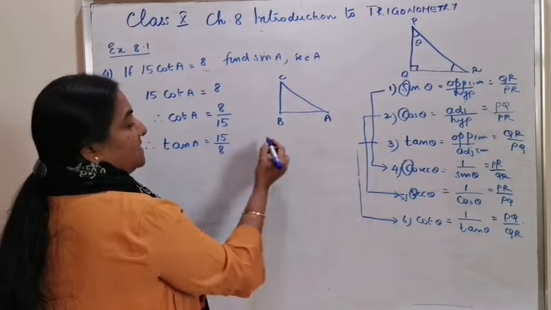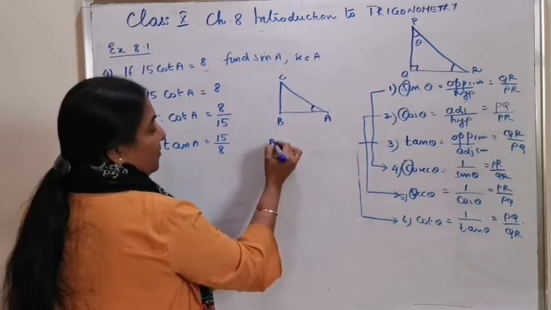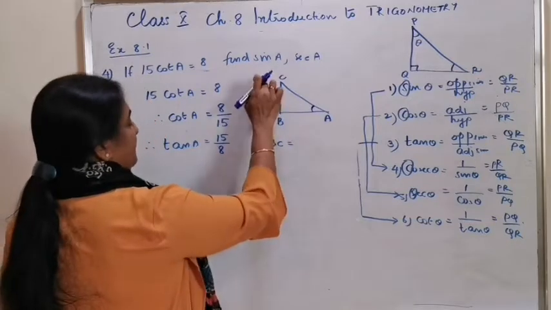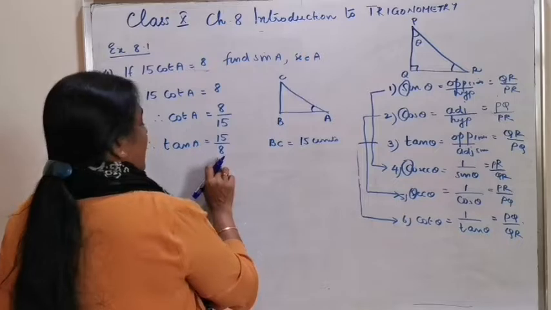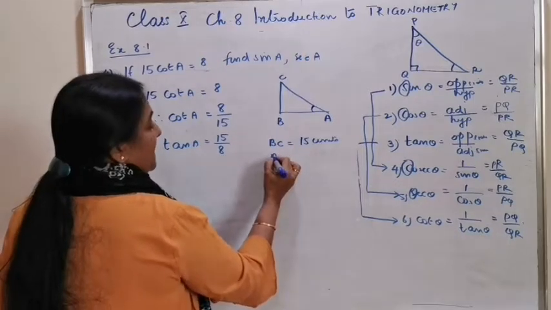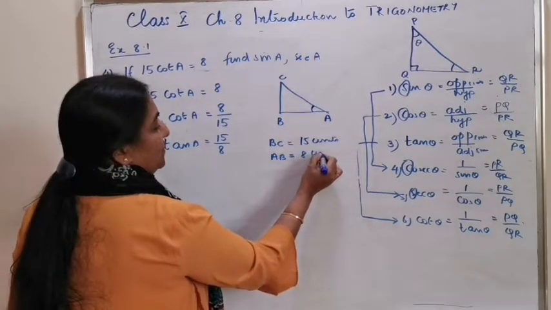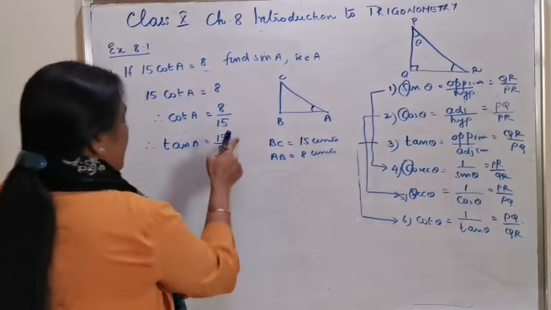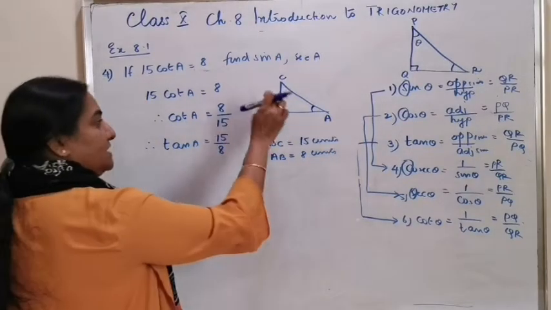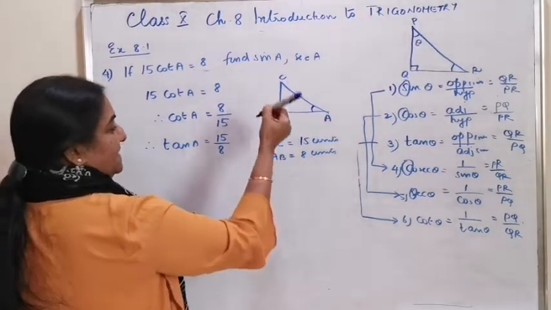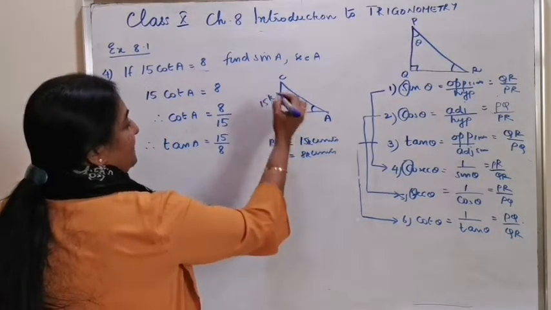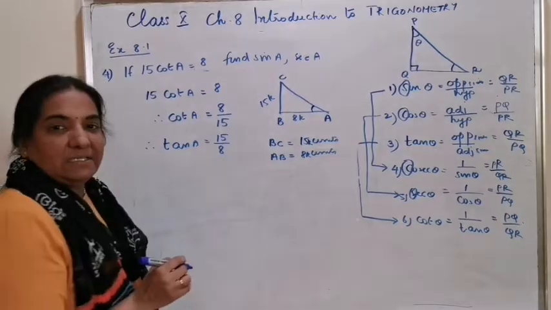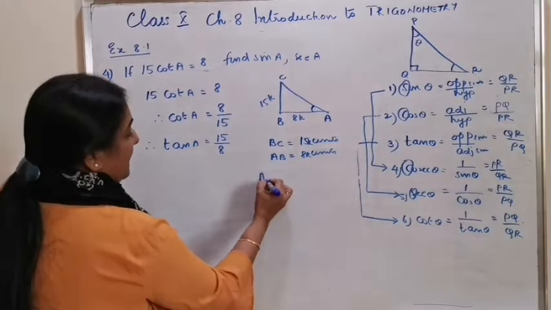Tan means, for angle A, the opposite side is BC. That means the BC length is 15 units and adjacent side AB is 8 units. That is, tan A is equal to 15 by 8 means opposite by adjacent. So 15k and 8k. You can take it as 15k and 8k. So what will be the length of AC?